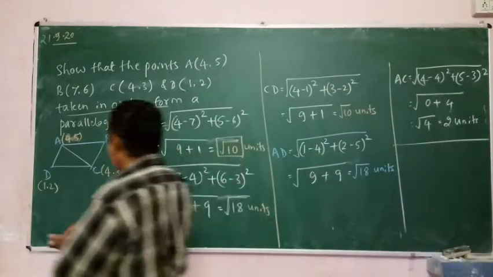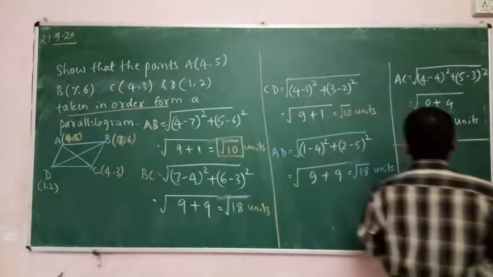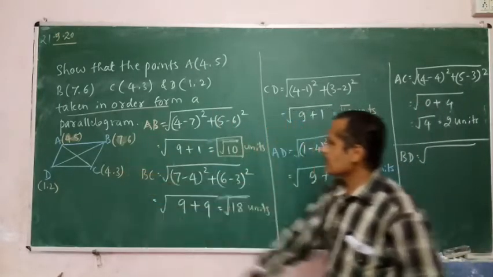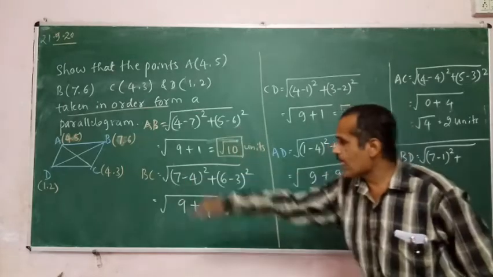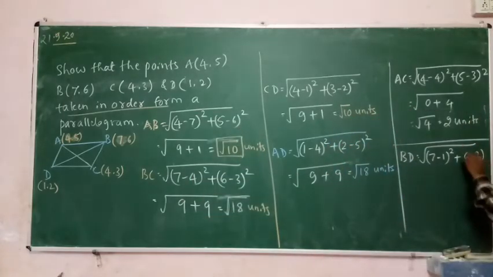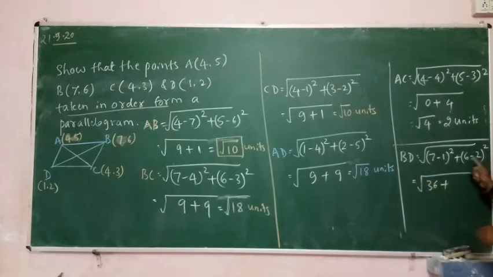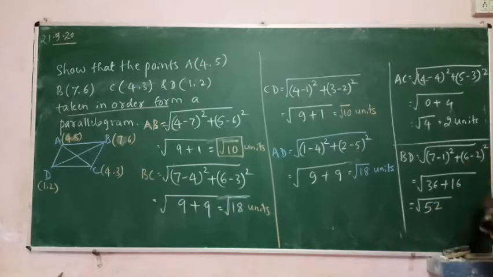Now I have to find the length of BD using these two coordinates. BD is equal to under root (7 minus 1) the whole square plus (6 minus 2) the whole square. Nothing but 6 square 36, 4 square 16. Answer is square root of 52 units. See now? Opposite sides are equal. Diagonals are unequal.